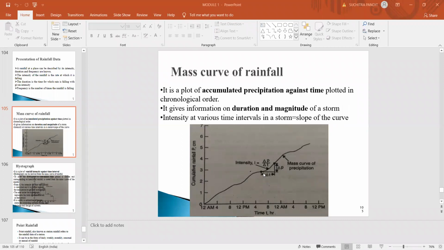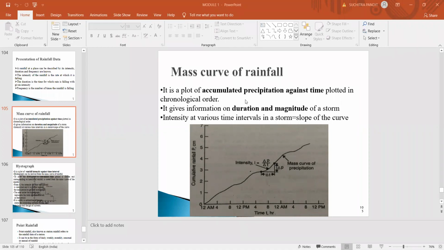Now, during a certain time interval, what is the intensity of rainfall? That is I is equal to delta P by delta T. So if you have this mass curve, which is a plot of cumulative rainfall versus time, you can calculate the depth of rainfall in a particular time period. These vertical ordinates will give you the depth of rainfall at different time intervals of a day, and from the slope of the mass curve you can get the intensity of rainfall either in centimeters per hour or millimeters per hour.